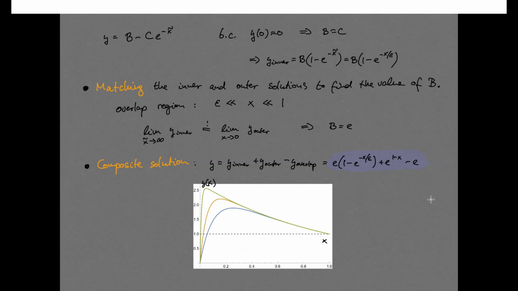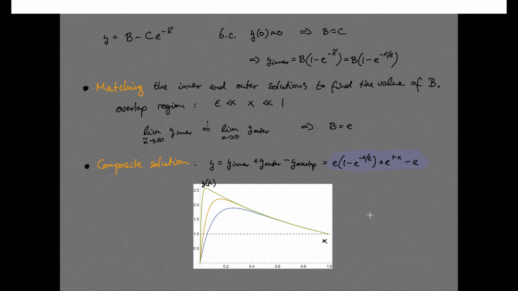Okay, so you can plot this function y of x as a function of x, and you see that it satisfies the boundary conditions. Here the value is 1, and here it's 0. And the different curves correspond to different epsilon parameters.